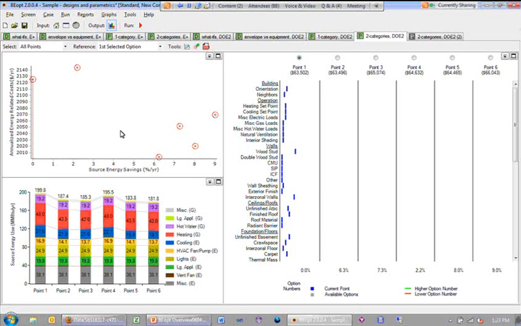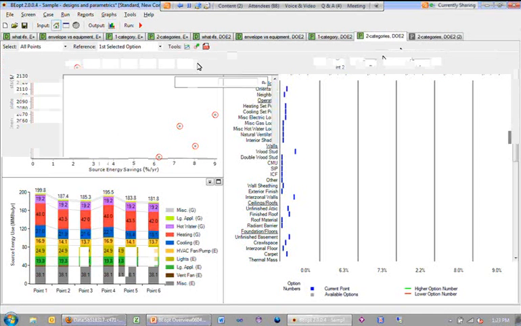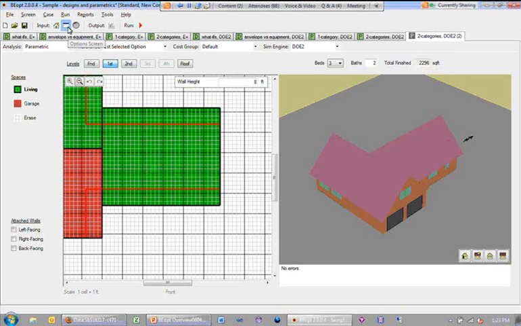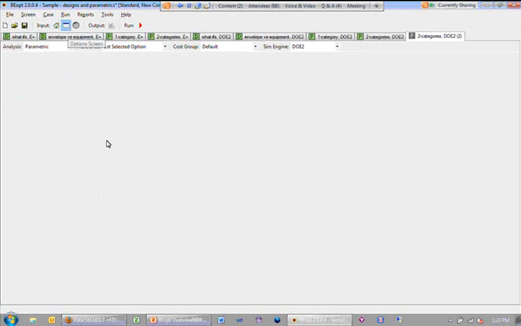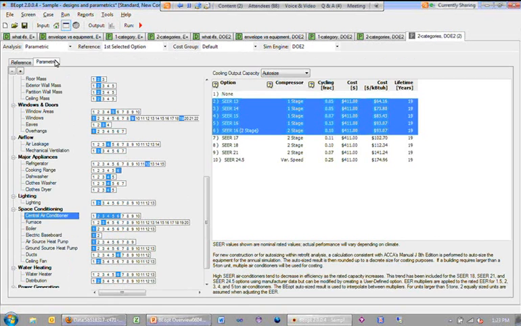So, optimization, moving to optimization mode. I'm going to go back here to my case without output, go to the options screen, and then change to optimization mode. In terms of inputs, it's very similar to parametric mode.